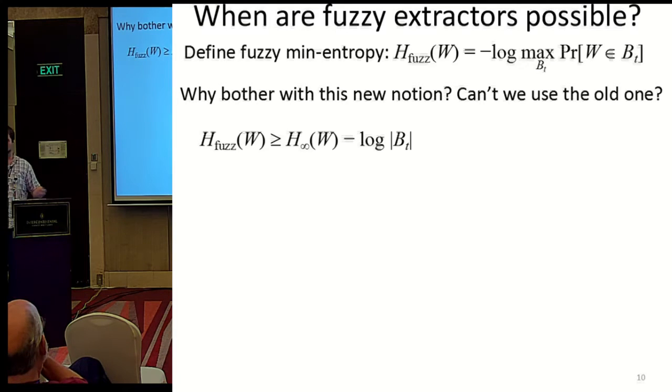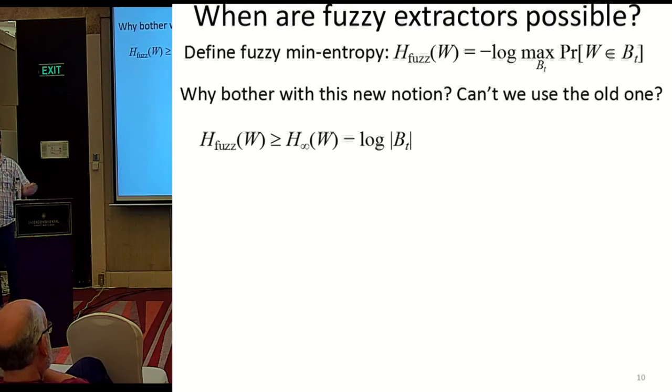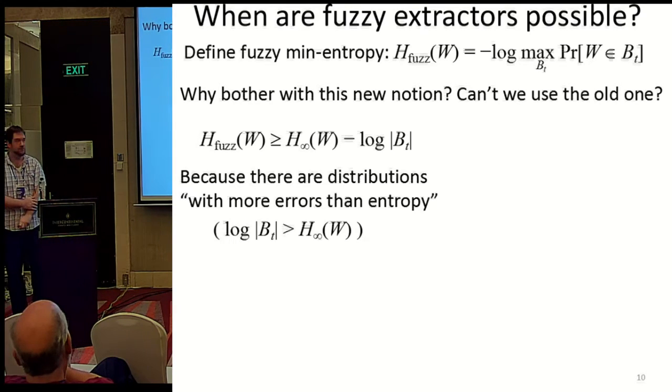So you might ask, why should we bother with this new notion? We can show that fuzzy min entropy is at least min entropy minus the size of the ball. Why don't you just measure things like this? In fact, that's what fuzzy extractors mostly did. They talked about your starting entropy, and they had some losses associated with the size of the ball due to losses from coding theory.